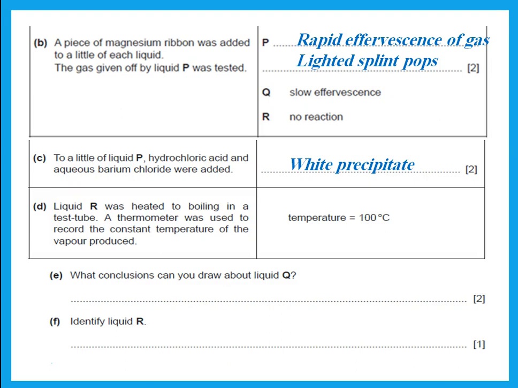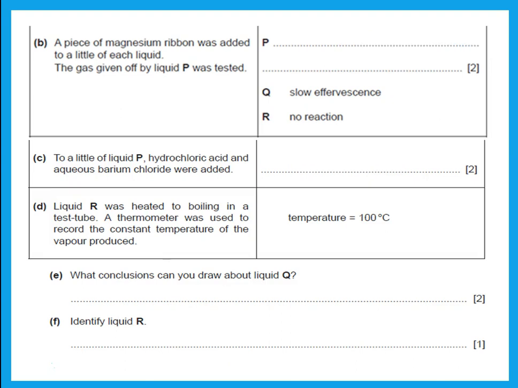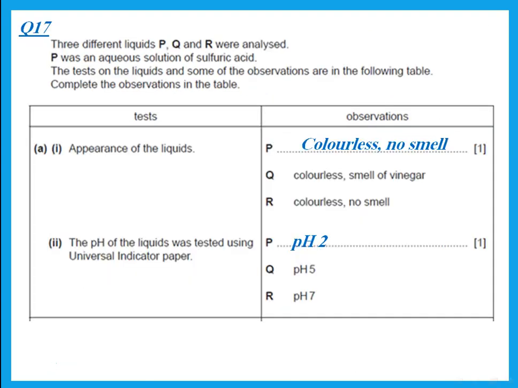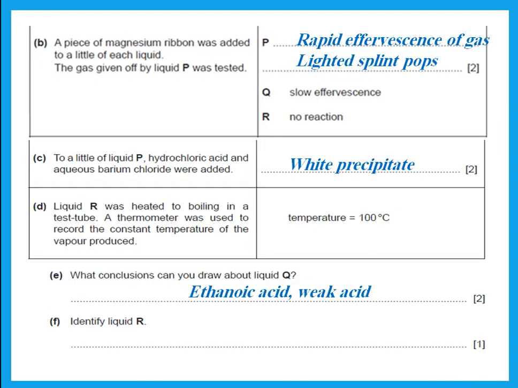So what conclusions can you draw about liquid Q? Well, let's go back just a step and see what Q is. He said Q is colorless, smell of vinegar, pH 5. Can you see that? pH 5 means that it's a weak acid and it has a smell of vinegar, so that means it's probably ethanoic acid. So this is ethanoic acid and it's a weak acid. The chemical name for vinegar is ethanoic acid, and if it has pH 5, then it is a weak acid. Now identify liquid R. We said this boils at 100, so it is water.